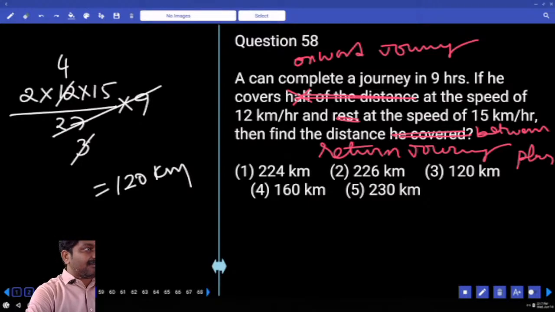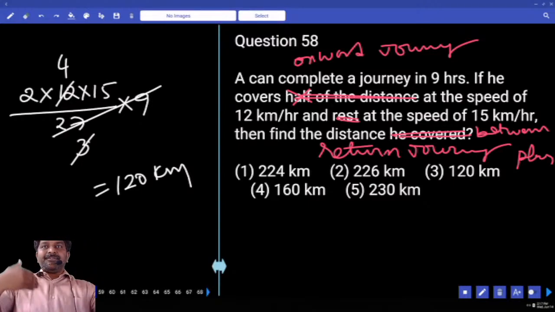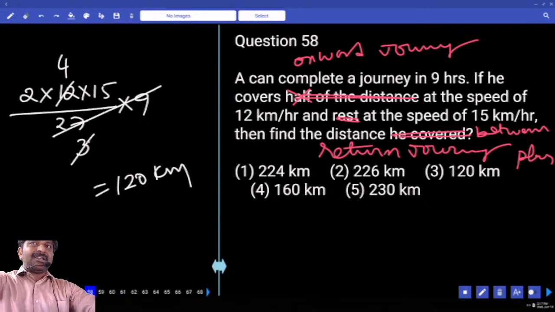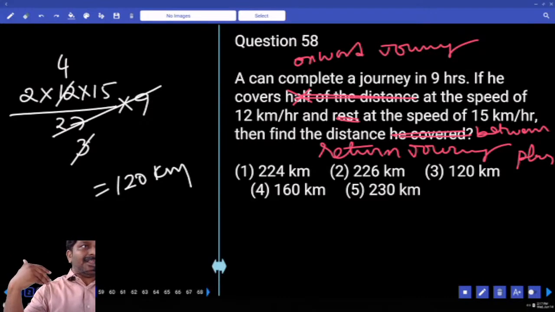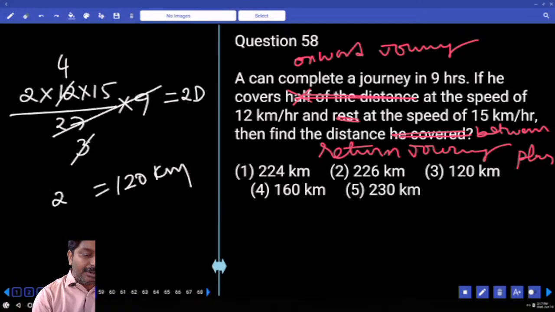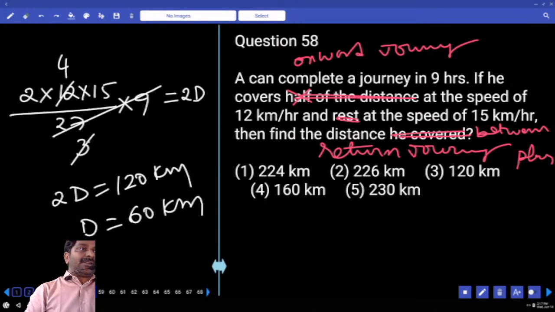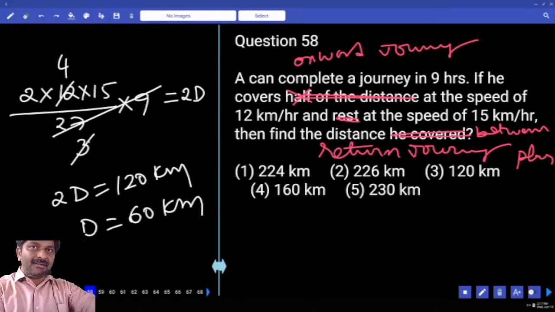60 is your answer. Onward journey from here to there, return journey from there to here. So if I travel d kilometers in the onward journey, I'll travel d kilometers in the return journey also. So total distance covered is equal to 2d. Then 2d is equal to 120. Distance between places is d, which is equal to 60 kilometers. Understood? Right.